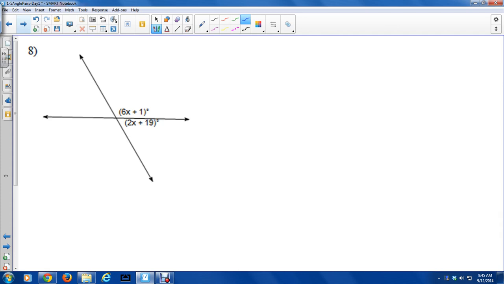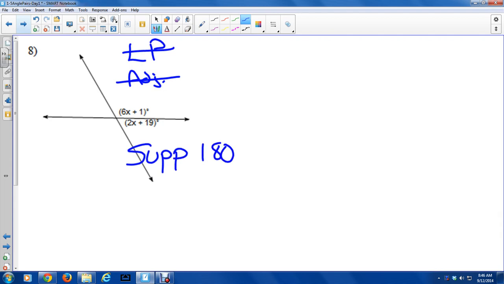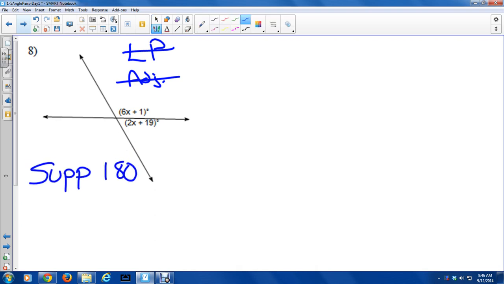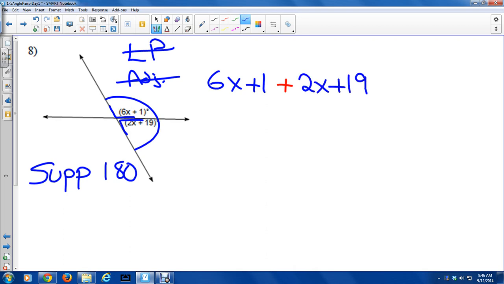Last one for now. Naming these two guys, we get linear pair, right? We get adjacent. Neither of these really help me, but this one does. They are supplementary. That means 180. Correct? I will then add them up, as you would say in class, right? This angle plus this angle equals 180 degrees. So 6x plus 1, plus 2x plus 19 equals, and there's the missing number, 180 degrees.